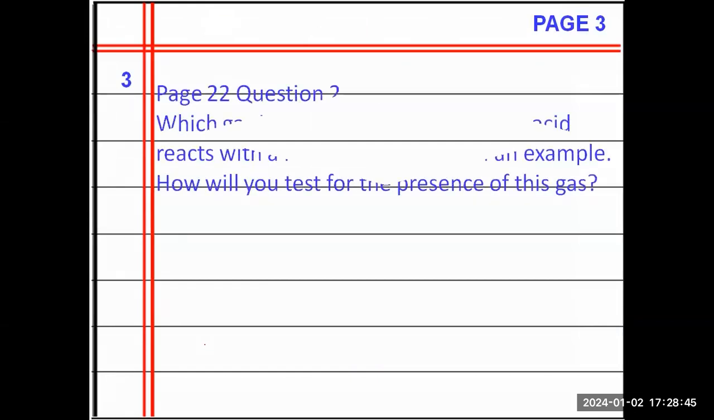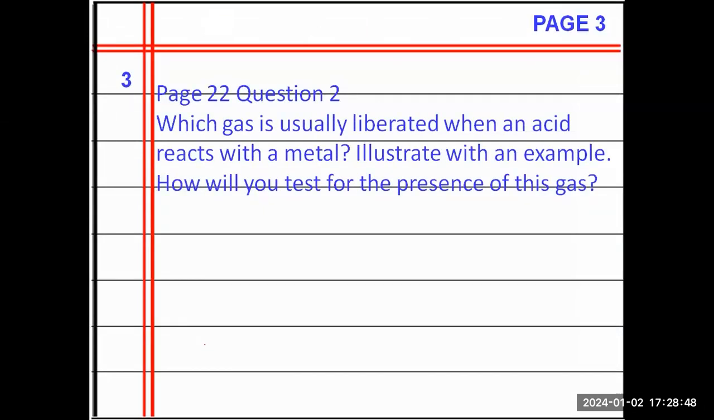Right? Now, which gas is usually liberated when an acid reacts with a metal? We just now have discussed it is hydrogen gas. And it is asking to illustrate with an example. So any example you can take. You can take the example of magnesium and sulfuric acid. So we get magnesium sulfate along with hydrogen gas.